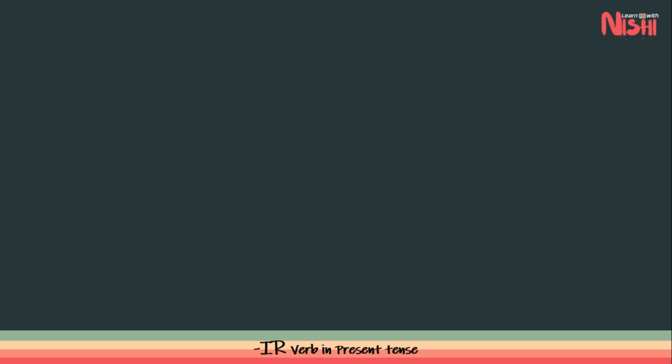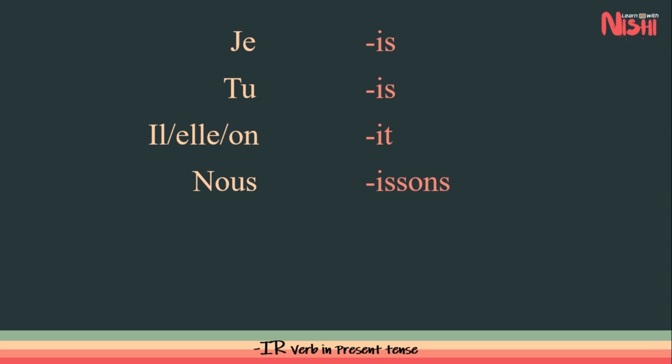Let's take a look at the special endings for each subject pronoun in present tense. For je, it's IS. For tu, also IS. Then IT, ISSONS, ISSEZ, ISSENT. And the pronunciations are: i, i, i, isson, isse, is.